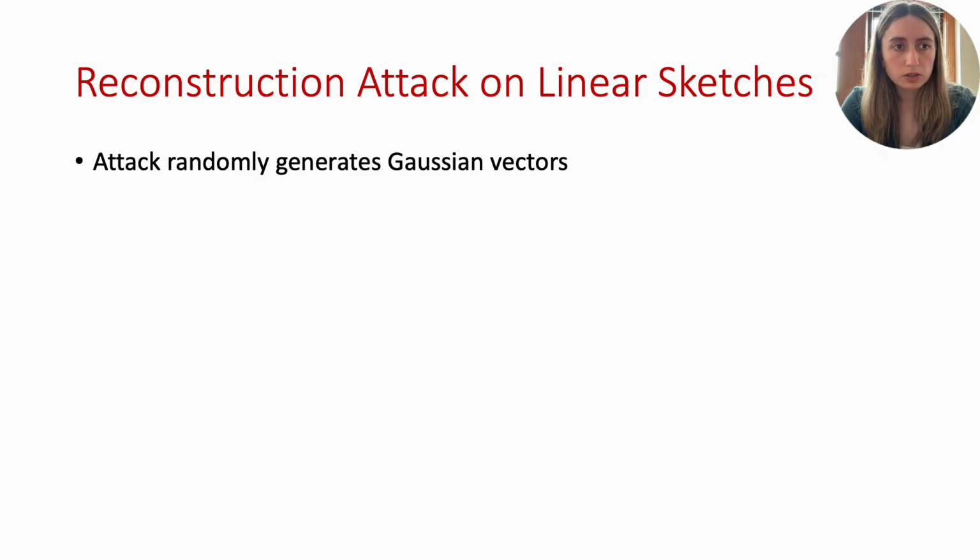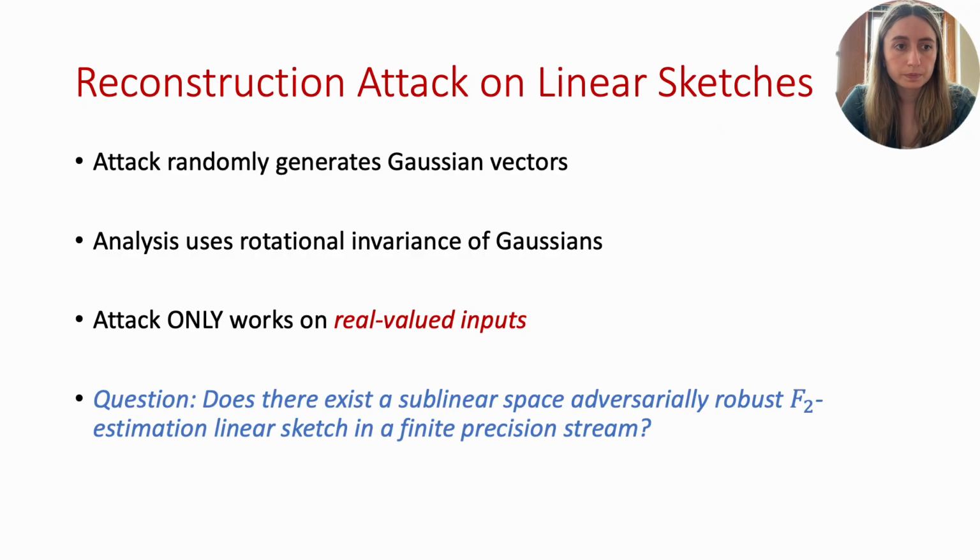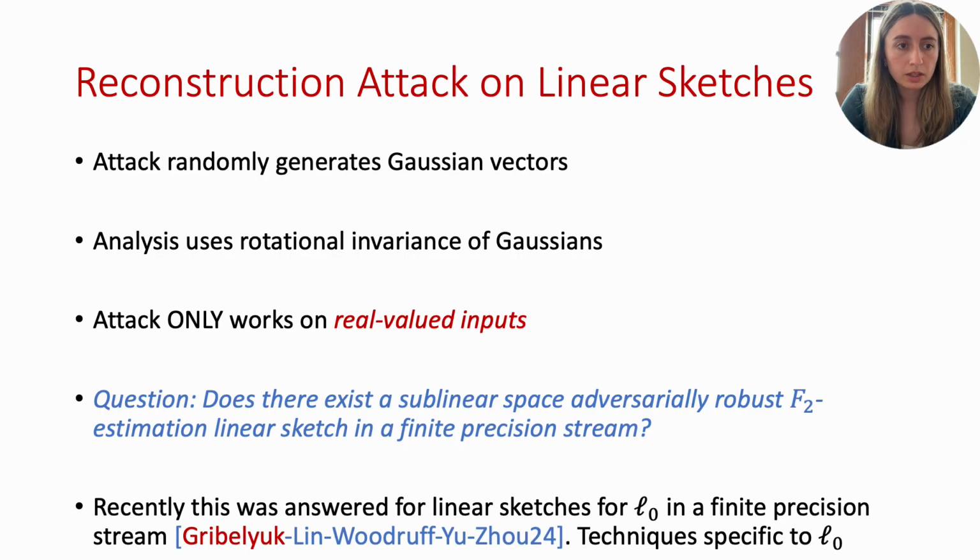So let's talk about a few features of this attack. The attack randomly generates Gaussian vectors to be used as queries in the correlation finding step that I described. And the analysis really requires the rotational invariance of these Gaussian vectors and only works for real-valued inputs. So this begs the question, does there exist a sublinear space adversarially robust F2 estimation linear sketch in a finite precision stream? Recently, this was answered for linear sketches for L0 estimation, but there the techniques are really specific to L0 and cannot be applied here.